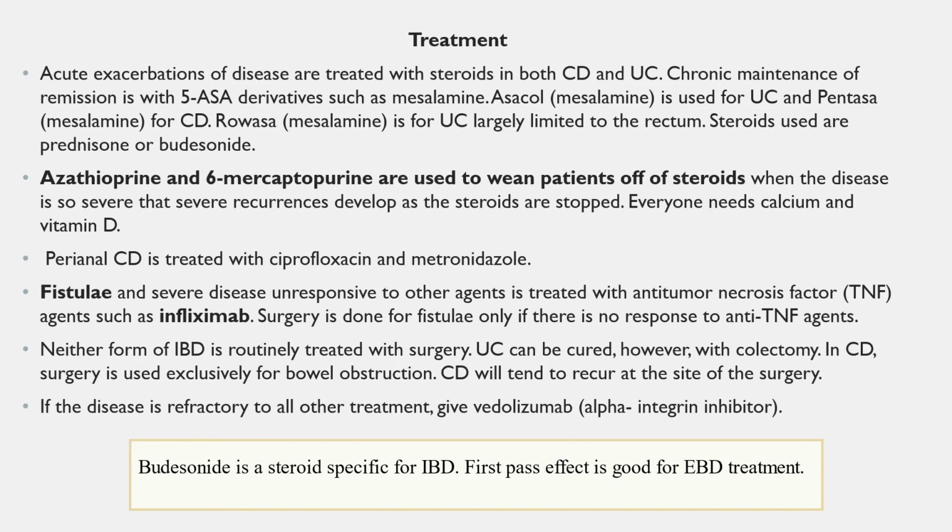Here we have to note carefully that azathioprine and 6-mercaptopurine are used to wean patients off the steroids when the disease is so severe that severe recurrences develop as the steroids are stopped. Everyone needs calcium and vitamin D, all the patients. Perianal CD is treated with Cipro, fluconazole, and metronidazole.